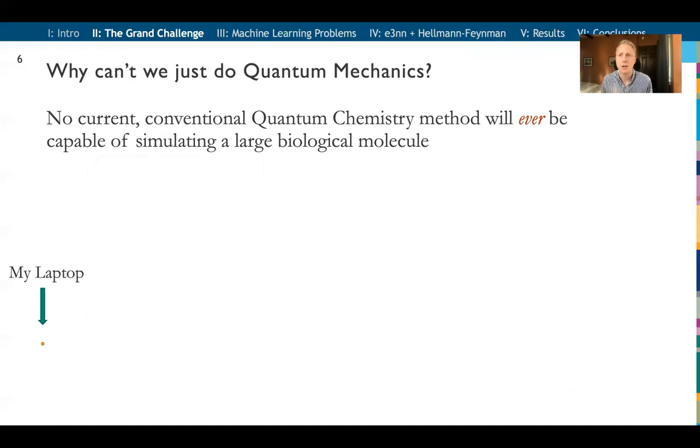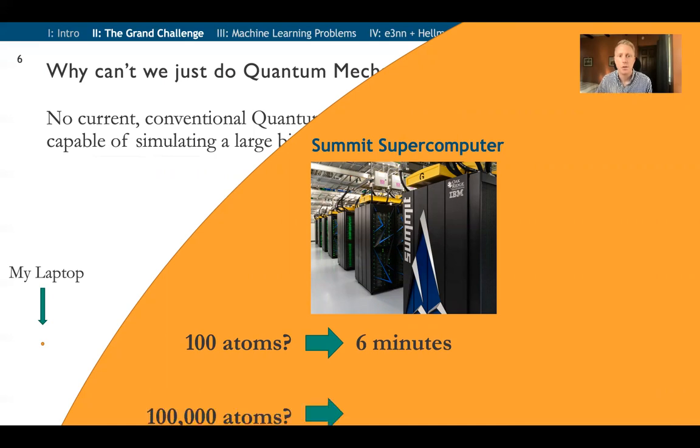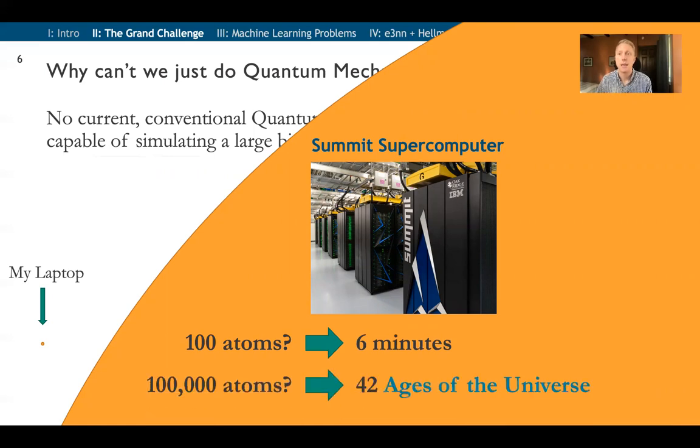You work at a national or a Department of Energy lab. Don't you have access to big supercomputers? So let's see what happens if I go down that road. So this little dot represents the computational power of my laptop. If that's true, then this giant circle extending off the screen is the power of the Summit supercomputer at Oak Ridge National Lab. So what if I try to do those same calculations as on the last slide, but on Summit? For 100 atoms, the estimate is, okay, that would take about 6 minutes. That's not so bad. We can wait 6 minutes for an important calculation. What about 100,000 atoms? This would take 42 ages of the universe, even on Summit.